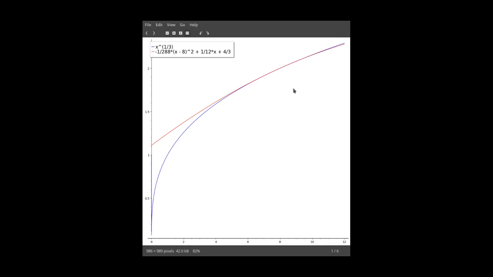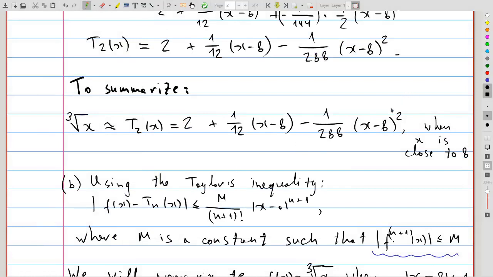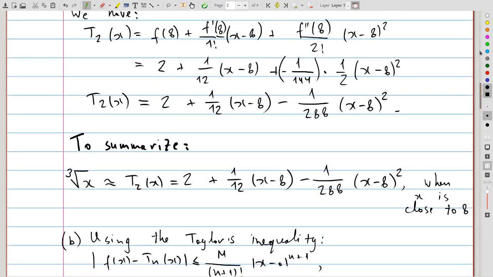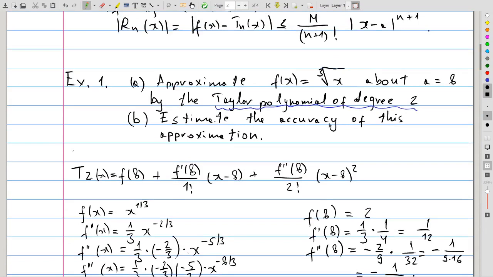And so whenever you have a computational or an engineering application that requires computing roots or say trig functions, all of these applications, all of the software that you may use does not actually, well, for the most part, it's not actually using any fancy method. What it does is it approximates the function that you want to compute with a polynomial, just like we did in this example here. And so we have answered part B, which asked to estimate the accuracy of this approximation, and this completes example 1.